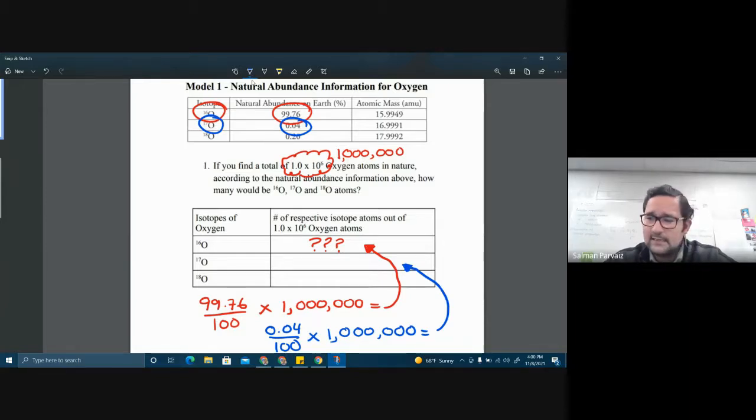Plugging it into the calculator is just elementary math, so you can do that on your own.